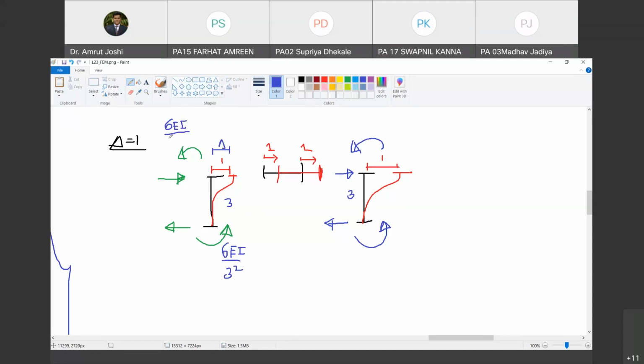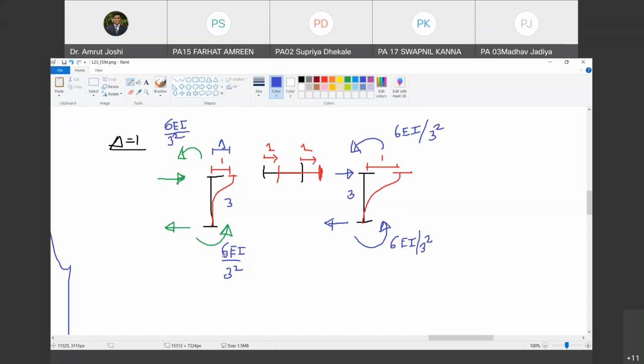This is also 6EI upon L square. These are the basic results that you have done in structural analysis 1. Are you with me? Yes, sir. So this is also 6EI upon L square, because EI is the same for both the columns, and the length is also the same for the columns.